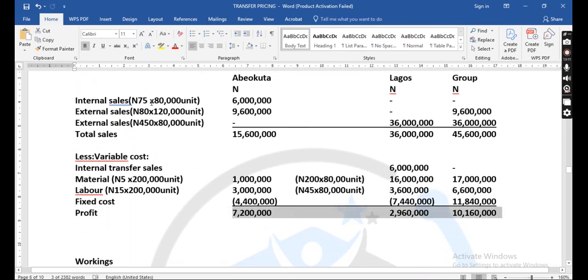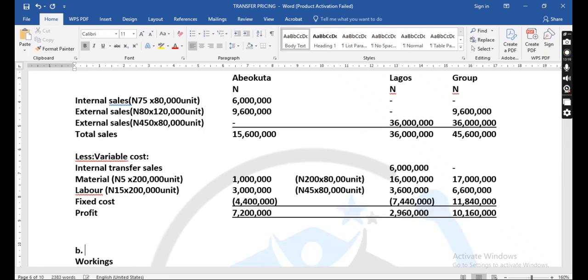Whoever has a question should unmute his mic and ask. So that's a B question. If Abeokuta sells the entire 180 to the external buyers, what will happen to the remaining 20? Are we still selling that 20 to internal? No, we can't, because Lagos can go outside and buy the same quality. So the remaining 20, I don't know what Abeokuta will use it for. Okay, sir.